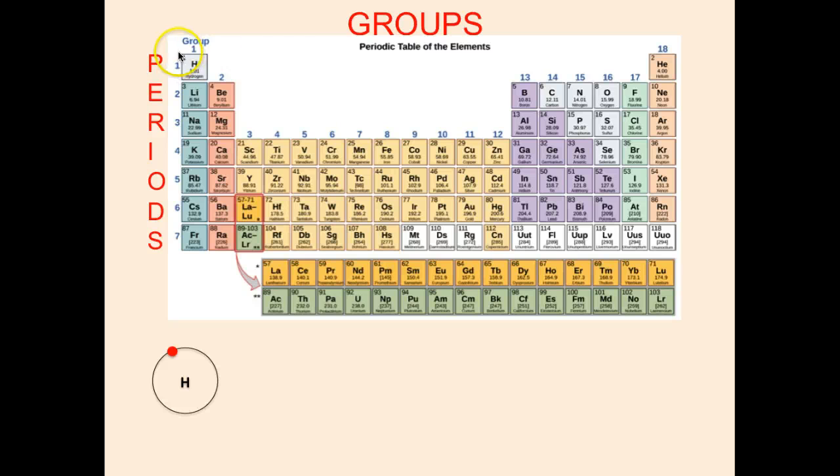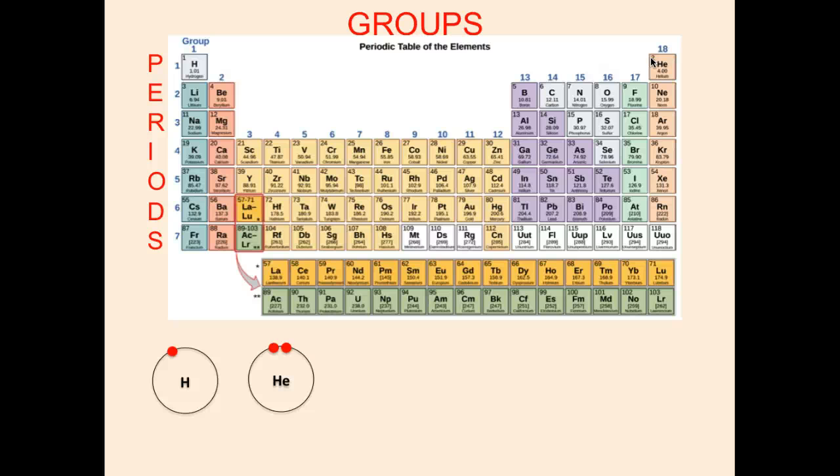If we look at a second one, say we look over at the other side of period 1 at helium, it's in period 1, so it's going to have one ring. There it is at the bottom. And because it is the second atom in this period, it's in group 18, which is the second group in this period, it's going to have 2 electrons. And there they are. And as we can see, since there are only 2 atoms there in that first period, it can only hold 2 electrons.